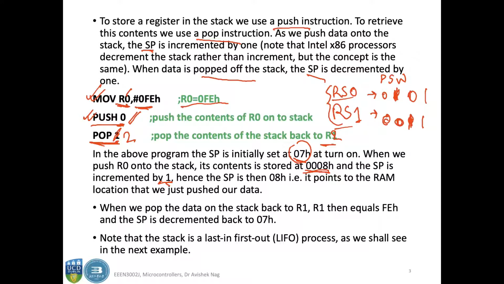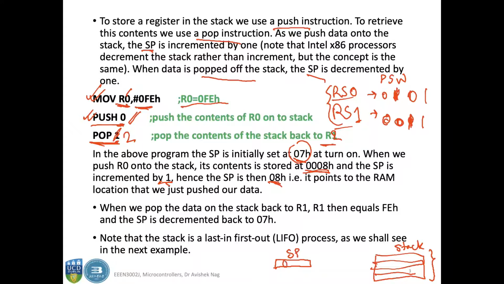Let's say this is your stack. This is the area of the RAM where your stack is, and the stack pointer by default is initialized at 0007, the starting address of your stack. So whenever you push something, that moves here, which is 0008, and the stack pointer gets incremented, and this number is updated from 0007 to 0008.